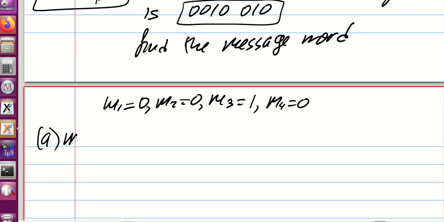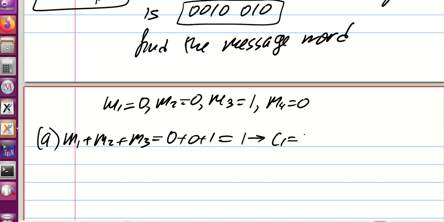We have to add M1 plus M2 plus M3 for circle A. So in our case, 0 plus 0 plus 1, which is equal to 1. All right, that's an odd number, so C1 has to be 1. But if you look here, C1 is equal to 0, which is not equal to 1, which comes from here, right? So something went wrong in circle 1.